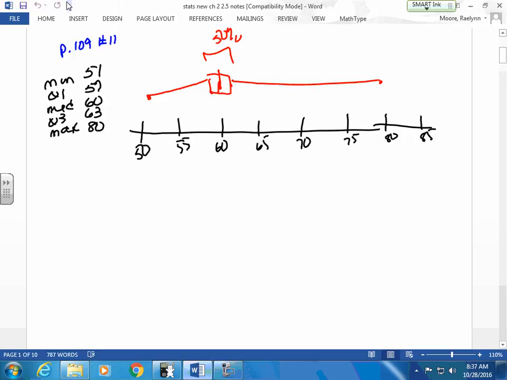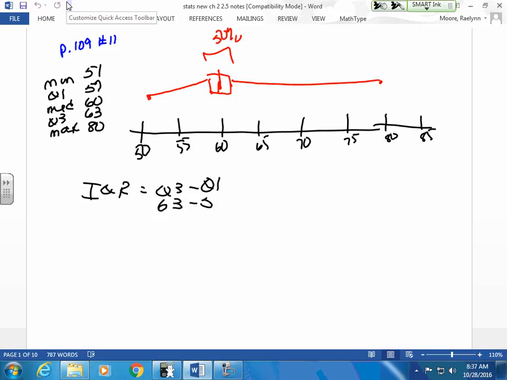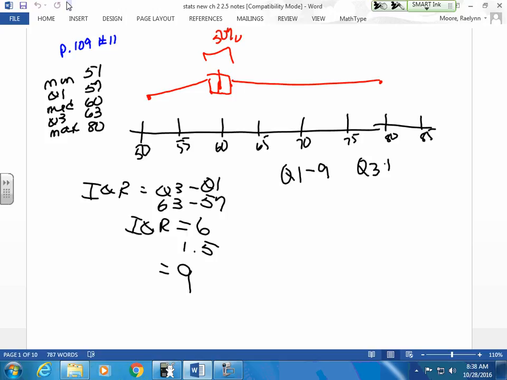Range. So my interquartile range says take the two Q's that are there. Q3 minus Q1. 63 minus 57. So my interquartile range is 6. Take 6 and multiply it by 1.5. What do you get, 9? Now what do I do with 9? Subtract it from quartile 1 and add it to quartile 3.